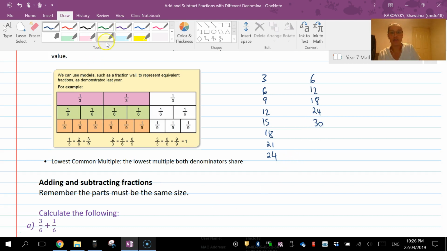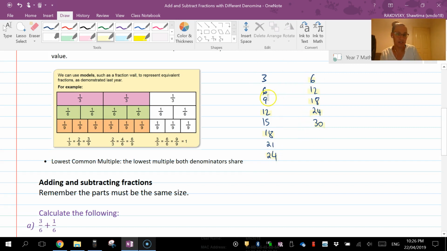Now if we have a look at both of those lines, we can see that they have common multiples: 6, 12, 18, and 24. If we kept going, it would also be 30. So what we can see here is that they are common multiples.